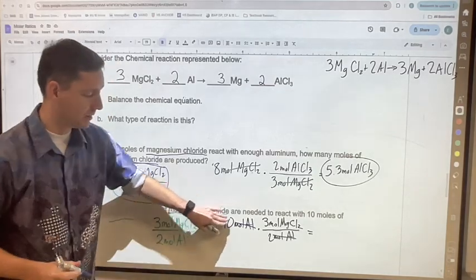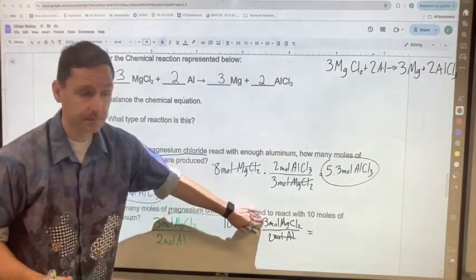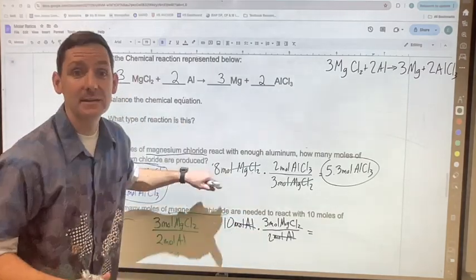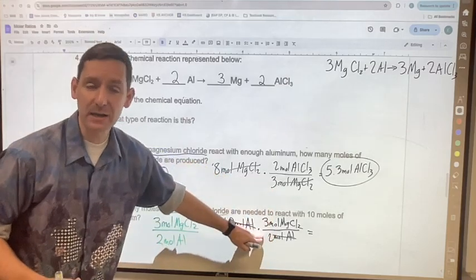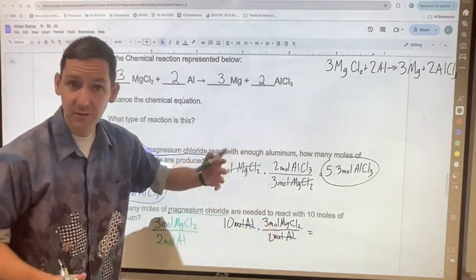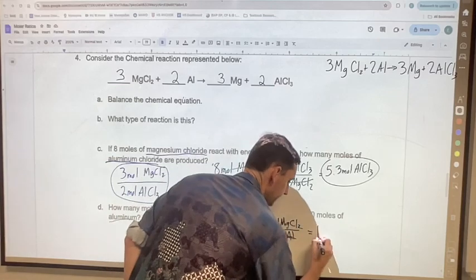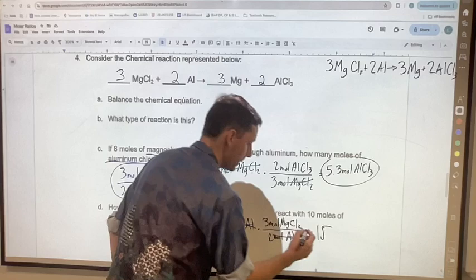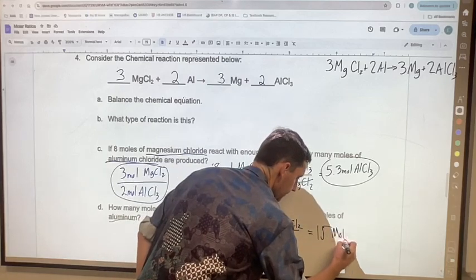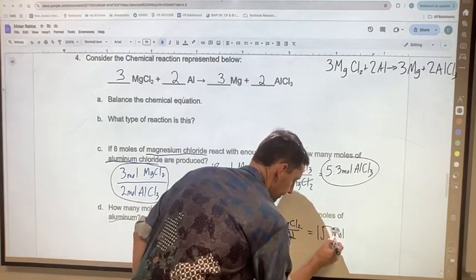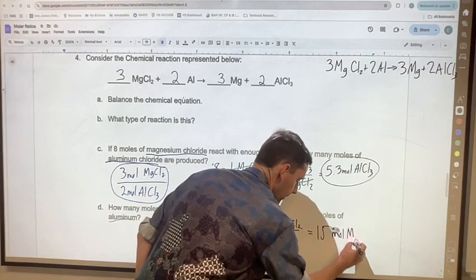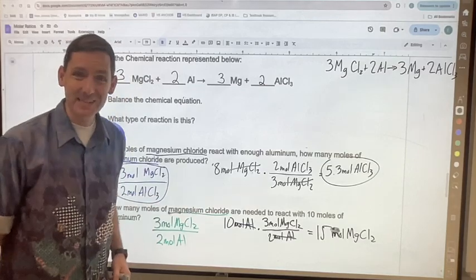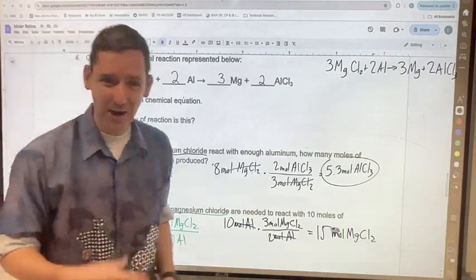And then I'll go 10 times 3, which is 30, divided by 2 is then 15. So we get 15, and the units are moles of magnesium chloride. All right, that should be a small m. MgCl2. There you go. We're cruising, eh? We're doing really well. Okay, let's move on.